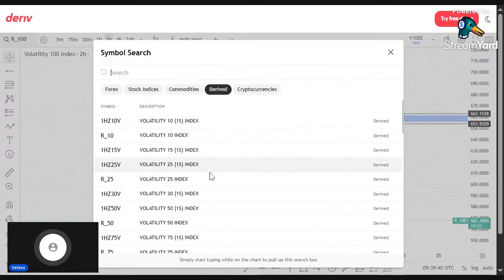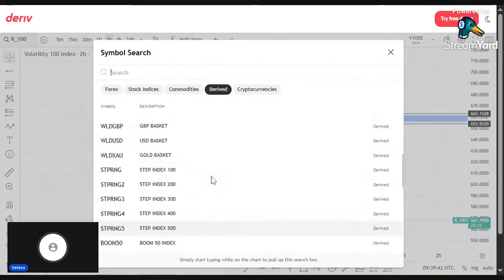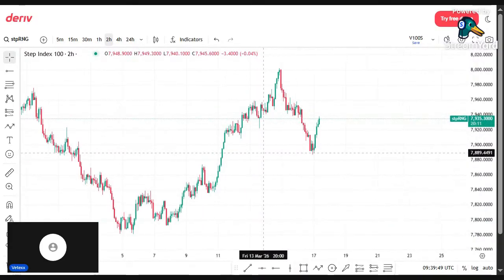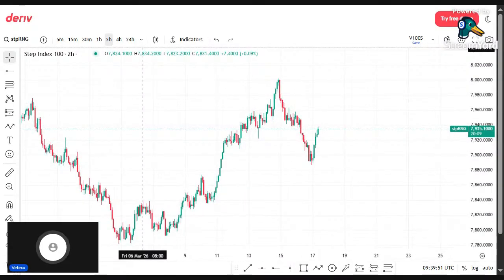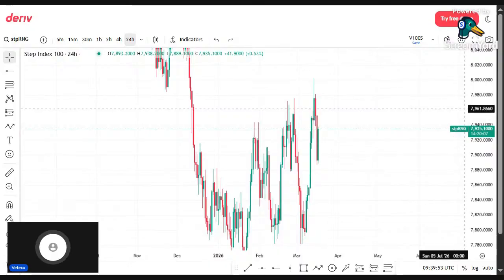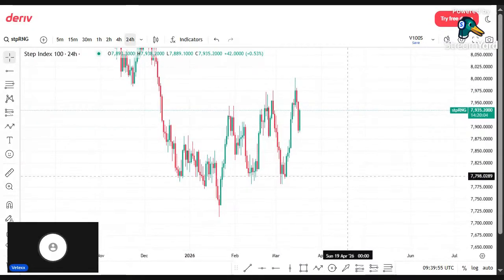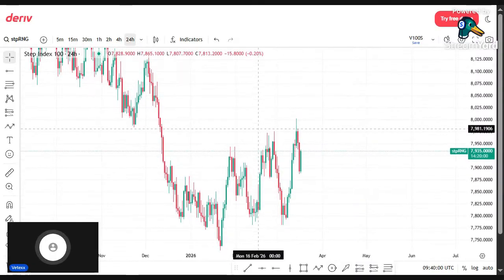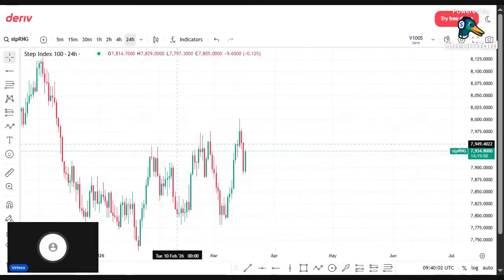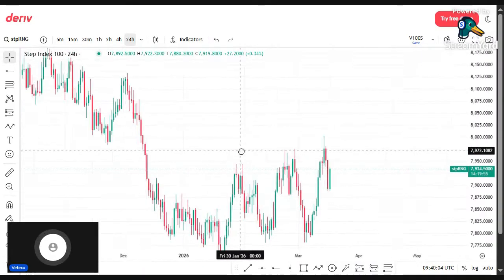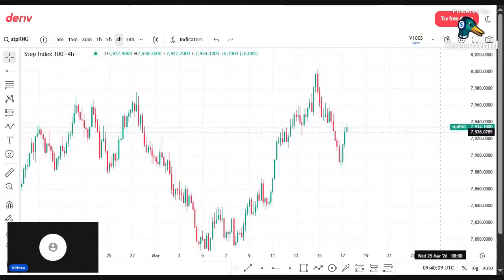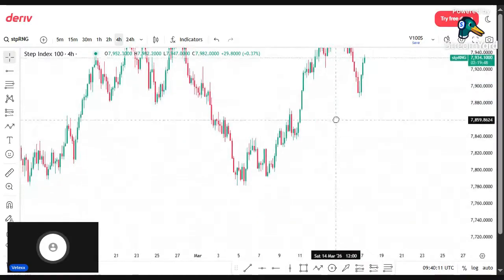The next we are going to be checking out is step index. So the first step index I'll be checking out is step 100. So on step 100, starting from the 24-hour time frame, step 100 is bullish, but there's no structure on the bullish time frame structure. So we don't have a structure on the 24-hour time frame. On the 4-hour time frame, we have a structure. On the 24-hour time frame, we don't have a structure.